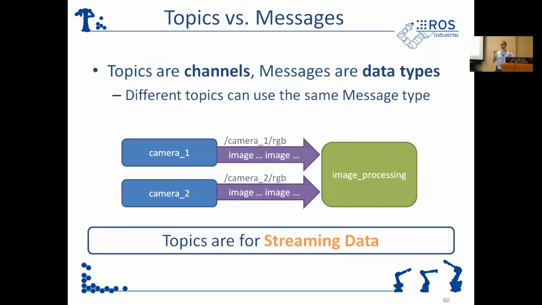So for a topic, I can only send one type of message. But I can have different topics that all use the same message. So maybe I have, I don't know, 2 cameras, and they're each publishing an image. And I have an image processing node that subscribes to both of those topics, and it can receive both. So topics are for streaming data. Sensors produce streams of data, and then nodes just wake up and connect to those.